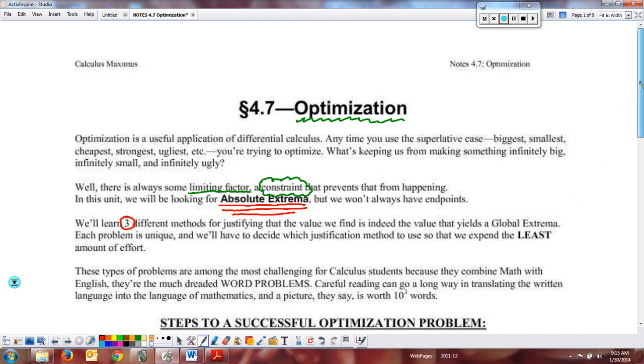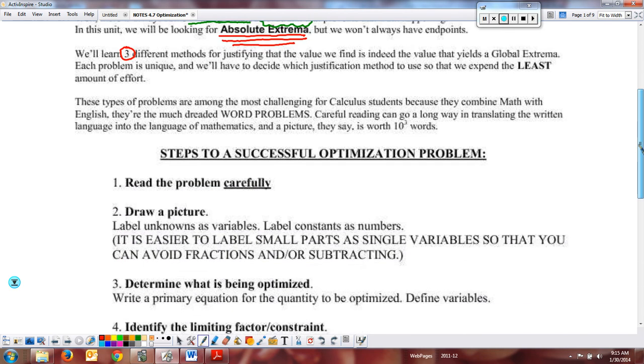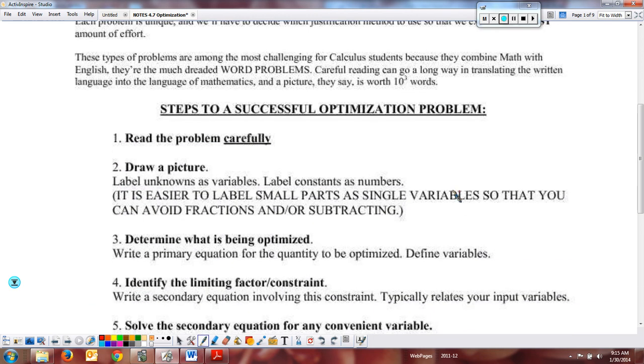These are challenging problems, I'm not going to lie to you, because we're doing the dreaded word problem. You have to be able to read through the problem, and you have to be able to identify the pieces of information that you're going to be looking for. When I say read the problem carefully, what are we looking for? You're looking for the things that you're going to optimize, your max or your min.